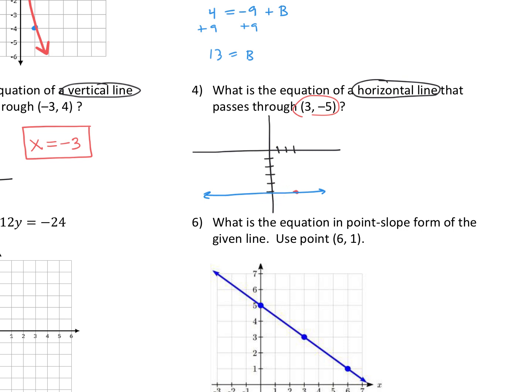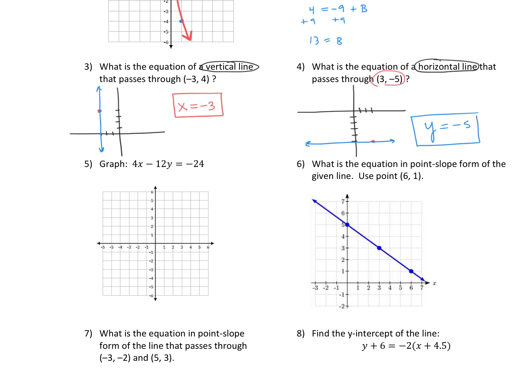So it's going to be y equals. And it's crossing through the y-axis at a negative 5. So y equals negative 5 is the equation of that horizontal line.